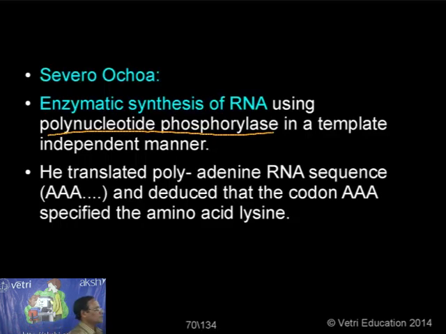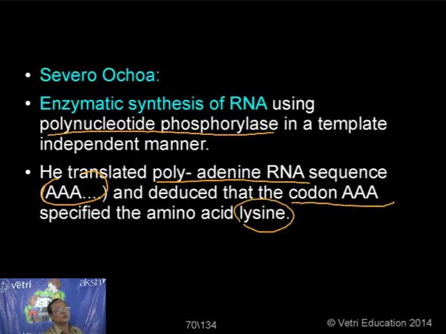That person translated the polyuracil RNA sequence, and this person the polyadenine RNA sequence, namely AAA. And he explained that the codon AAA is meant for the amino acid lysine. It is a codon for lysine. UUU is a codon for phenylalanine; this is a codon for lysine. So Ochoa revealed AAA, the codon for lysine, and Nirenberg revealed the codon UUU for phenylalanine.